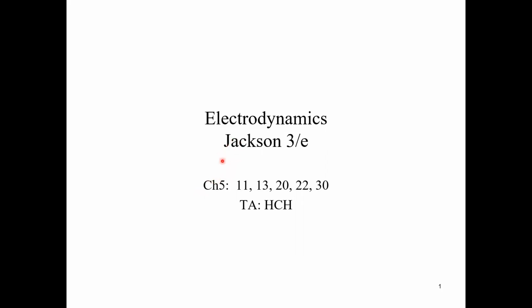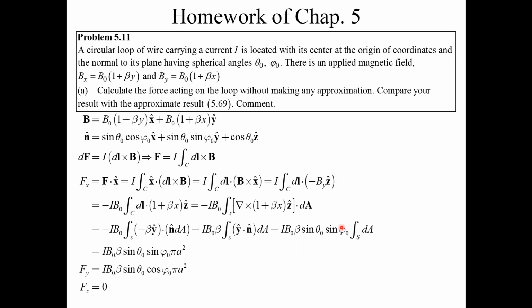Today we're going to do problems 11, 13, 20, 22, and 30 in chapter 5. For problem 11, a circular loop of wire carrying a current I is located with its center at the origin of coordinates and the normal to its plane having spherical angles. There is an applied magnetic field like this.